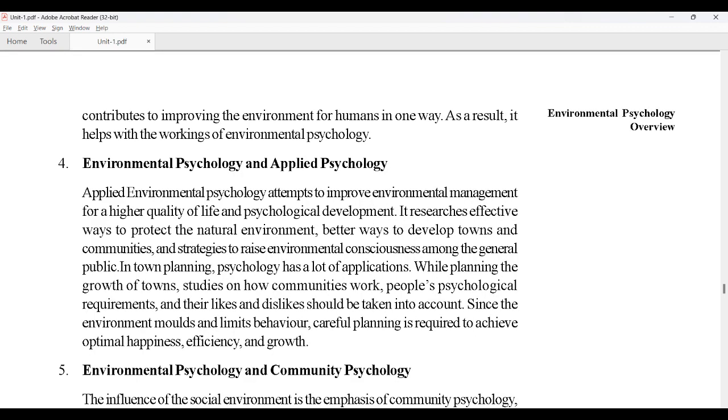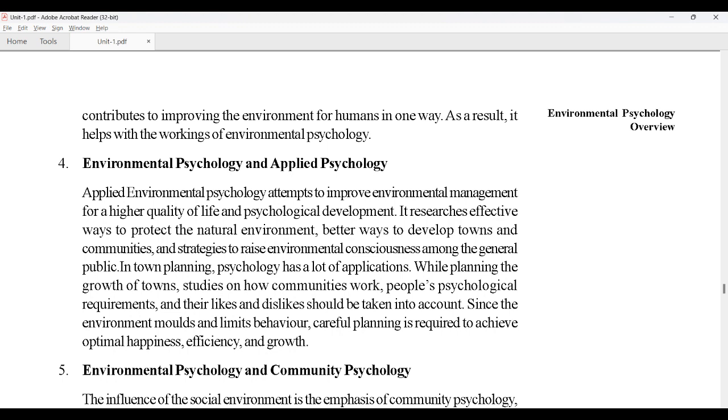Human engineering contributes to improving the environment for humans in one way. As a result, it helps with the workings of environmental psychology. 4. Environmental psychology and applied psychology. Applied environmental psychology attempts to improve environmental management for a higher quality of life and psychological development. It researches effective ways to protect the natural environment, better ways to develop towns and communities, and strategies to raise environmental consciousness among the general public.